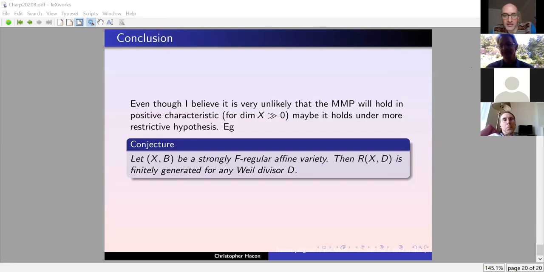Okay, thank you, Chris. There's a question: how badly does MMP fail in dimension 3 when the characteristic is 2? I don't know. I'm hoping it fails, but I don't have any examples. In fact, I don't think anybody has any examples where finite generation of the canonical ring fails even. There was something announced at some point, but there was a mistake, right? In characteristic 2.